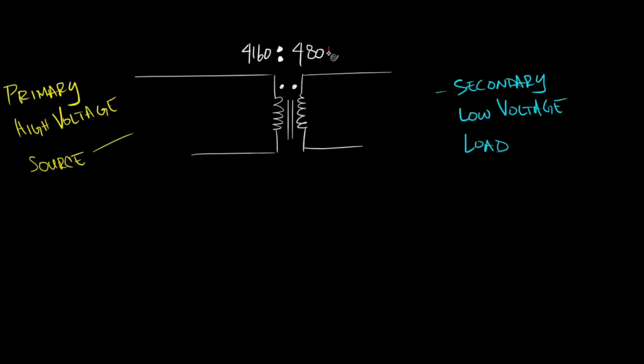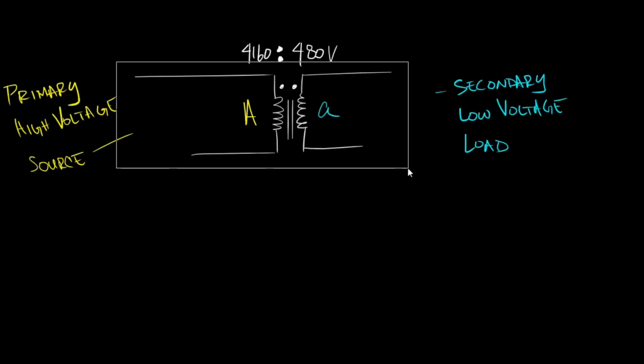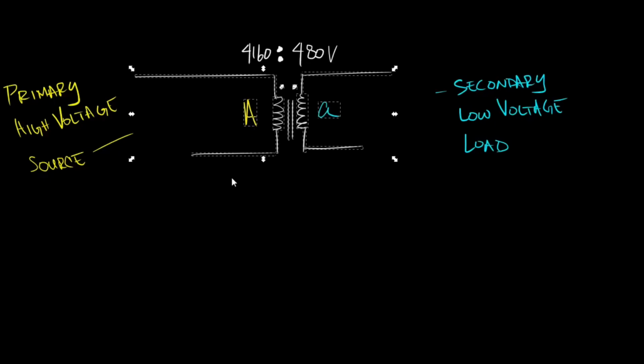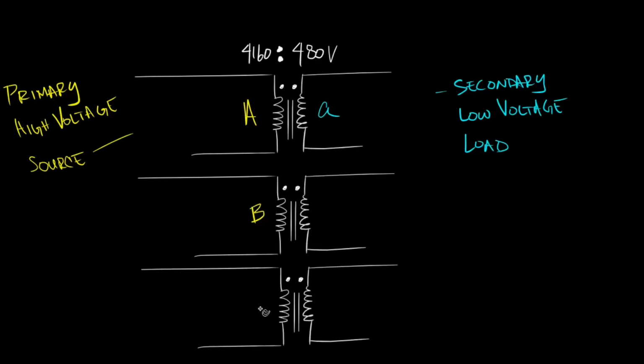What we have so far is a single-phase transformer, and we'll assign a capital A to the primary winding and lowercase a to the secondary winding. To make a three-phase transformer, we'll simply add winding B and winding C.